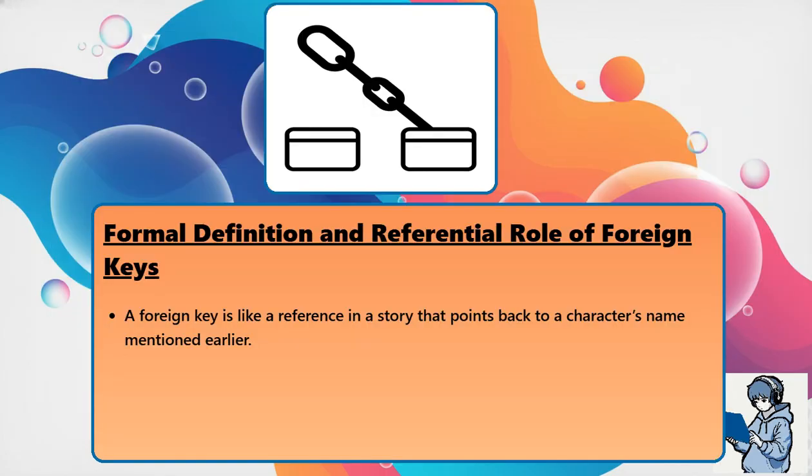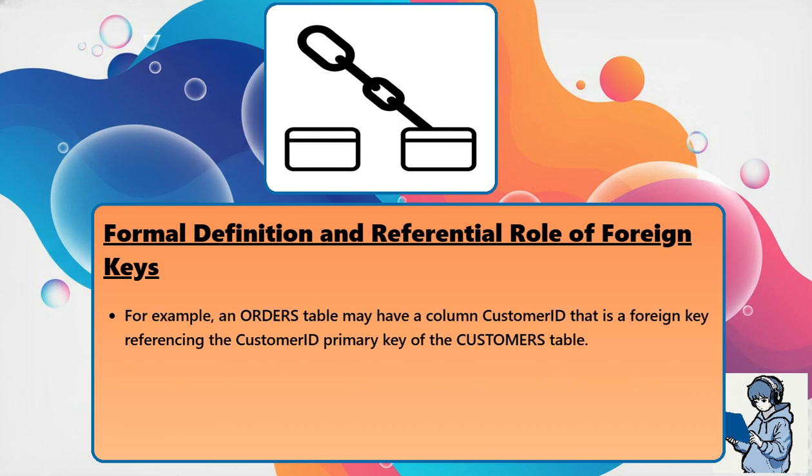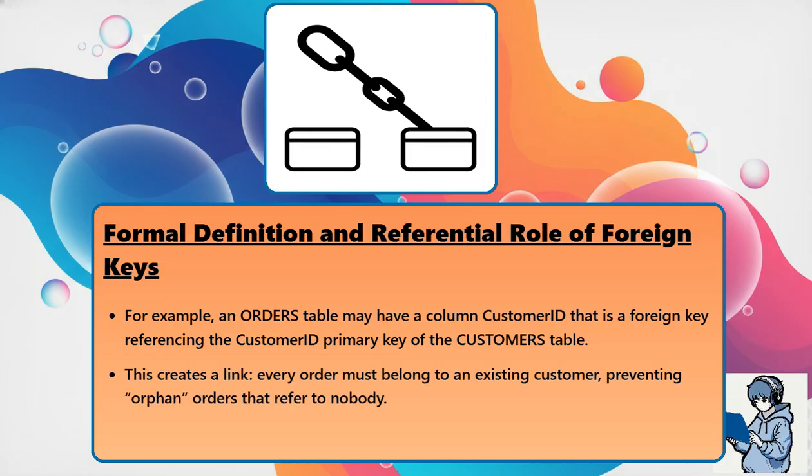A foreign key is like a reference in a story that points back to a character's name mentioned earlier. Technically, a foreign key is a set of columns in a child table whose values must either be null or must exactly match values of the primary or unique key in a parent table. For example, an orders table may have a column customer ID that is a foreign key referencing the customer ID primary key of the customers table. This creates a link. Every order must belong to an existing customer, preventing orphan orders that refer to nobody.